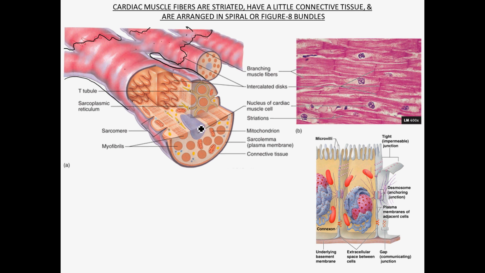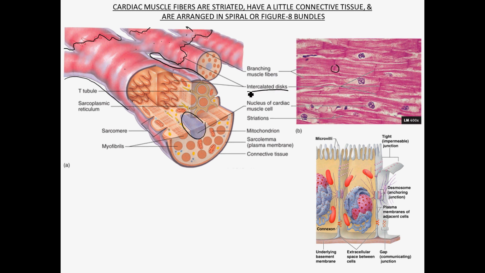So they're not long cylinders. We don't refer to them as fibers, therefore. Another interesting thing here is that the cardiac cell has a nucleus, and that tends to be centrally located, not peripherally located. And we see very clearly here these intercalated discs.